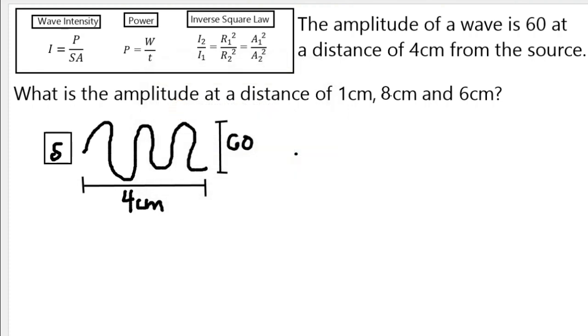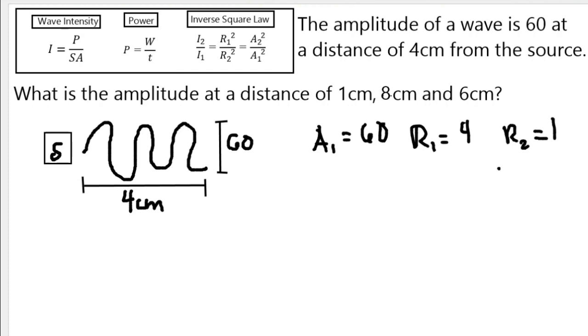Okay, now let's calculate this. The amplitude of a wave is 60 at a distance of 4 cm from the source. What is the amplitude at a distance of 1 cm, 8 cm, and 6 cm? I did change the inverse square on the top. I did write the equation wrong, but it's now fine. Now let's calculate the amplitude at 1 cm.